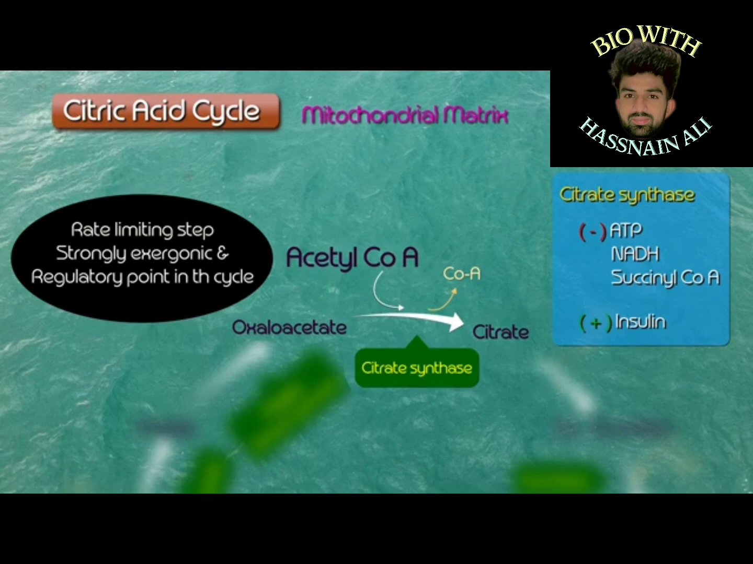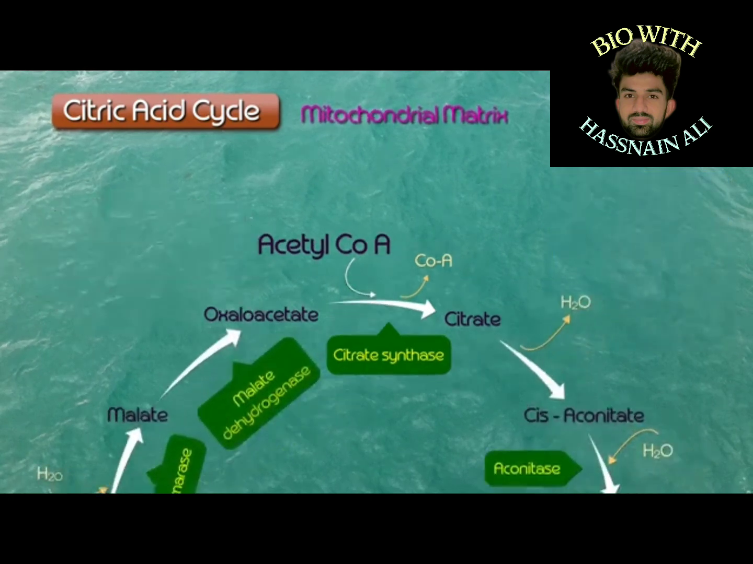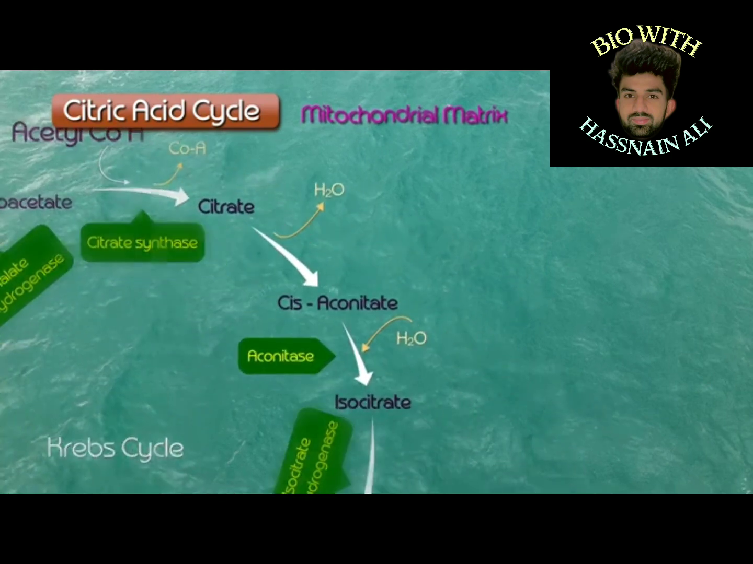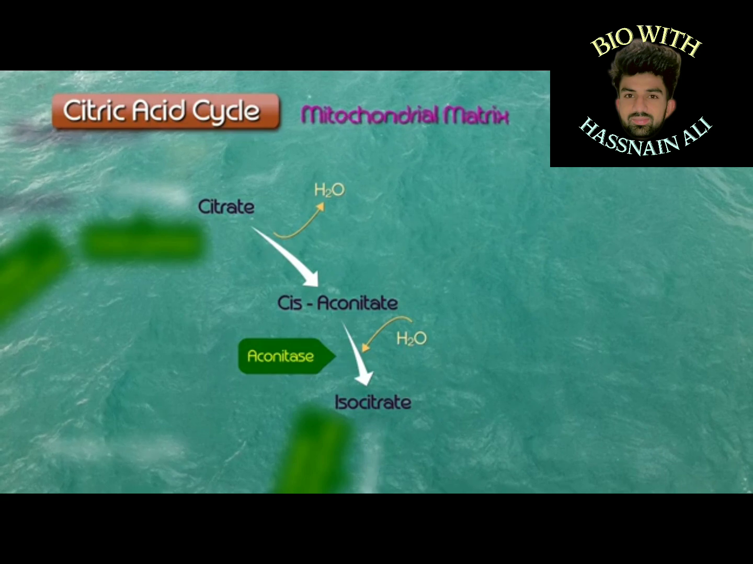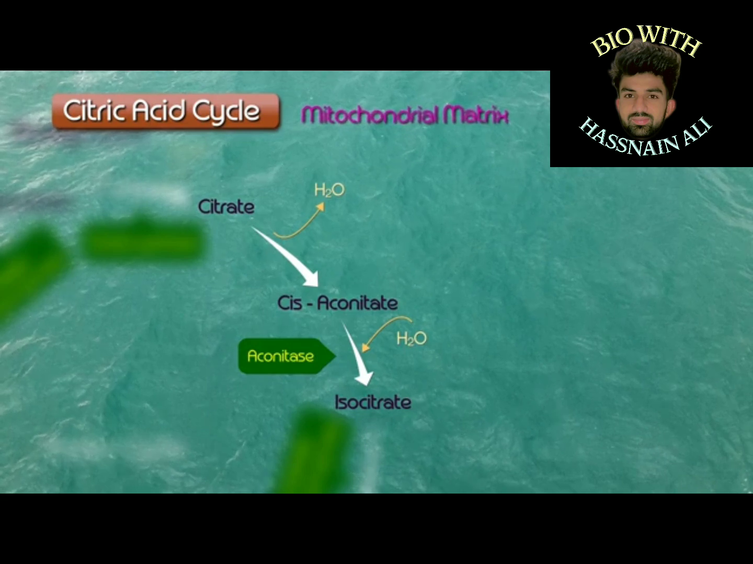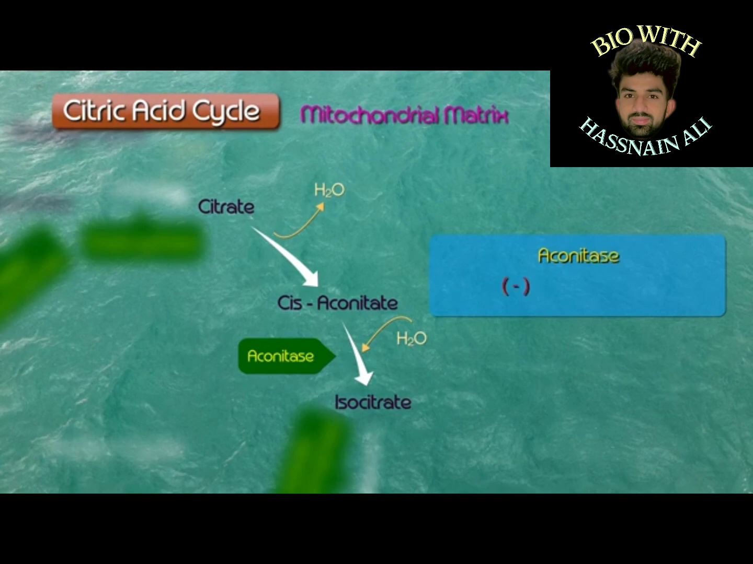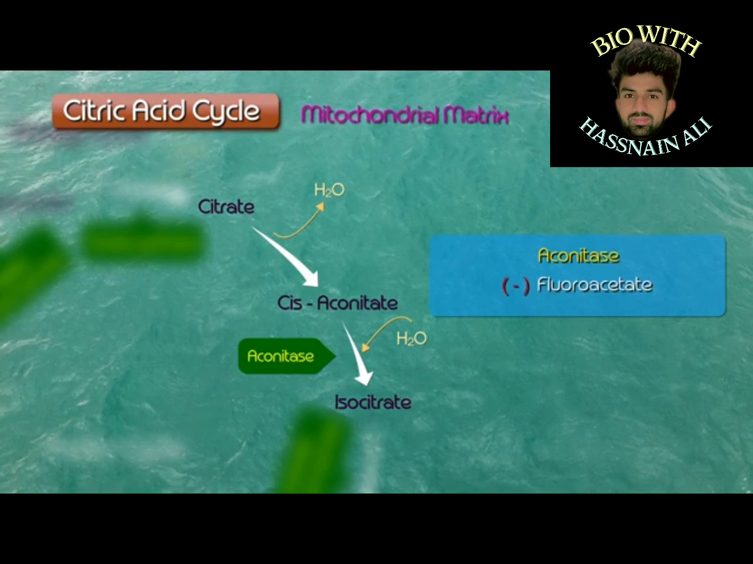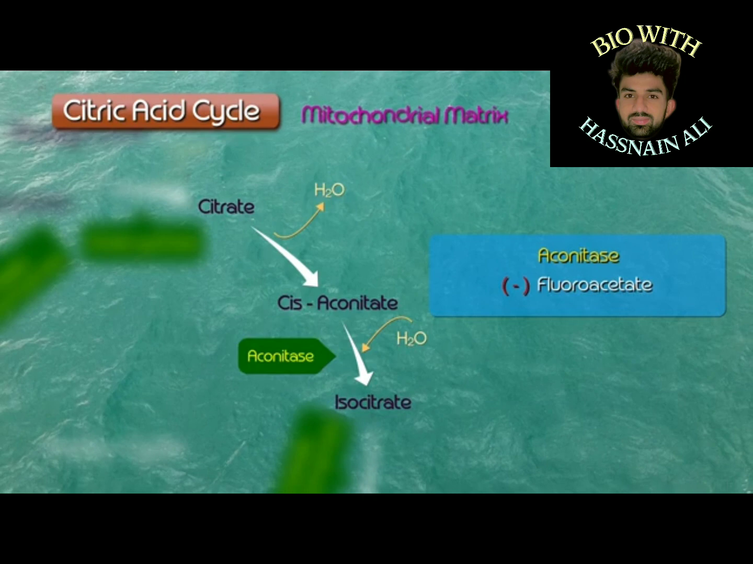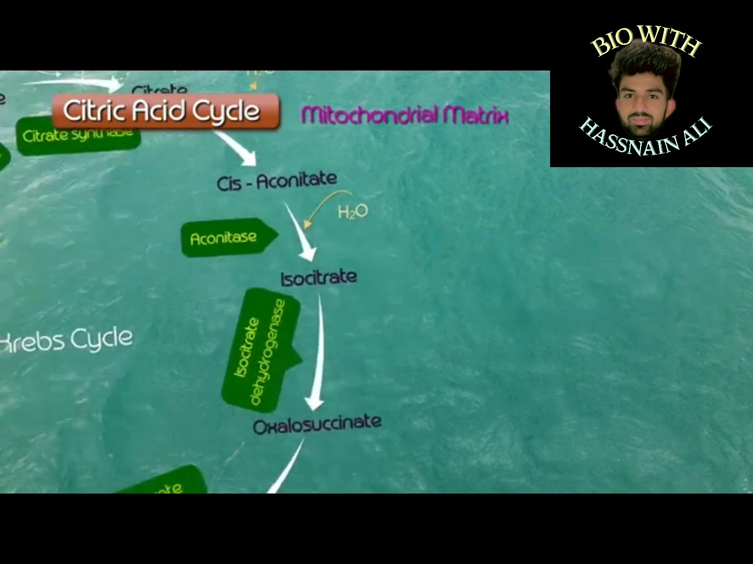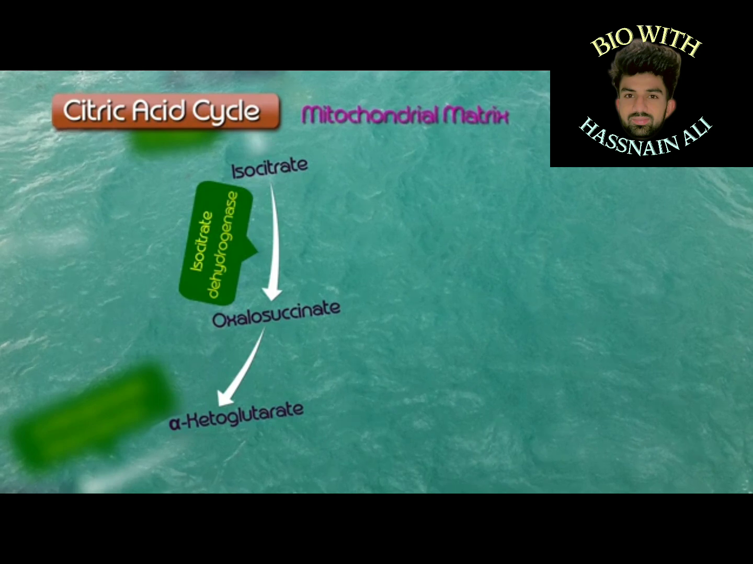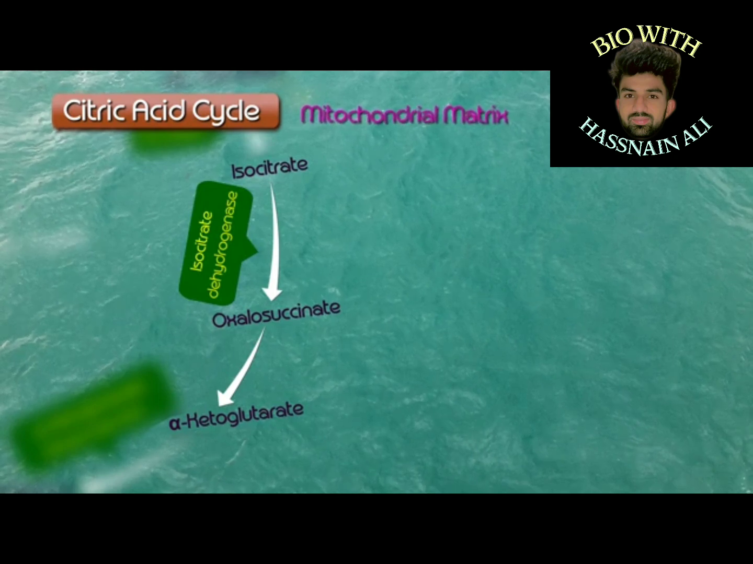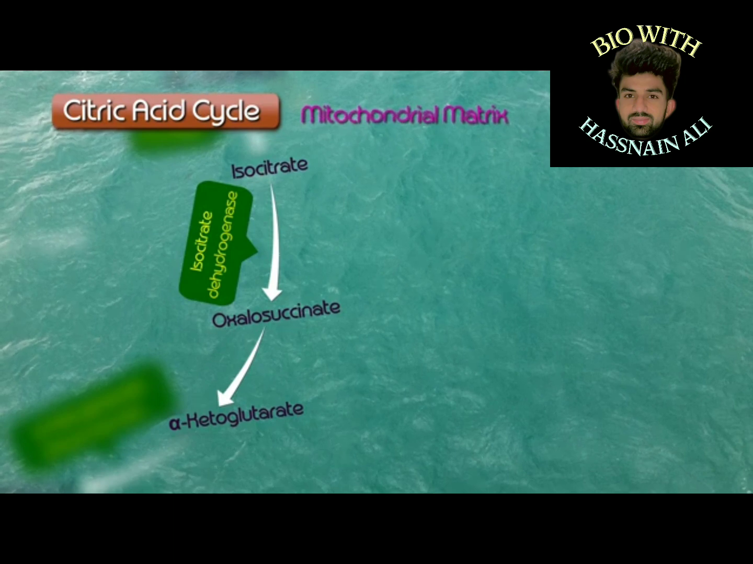So it is a strongly exergonic step and a regulatory point in the cycle, and after citrate synthase the next step is aconitase. Aconitase is the enzyme which catalyzes the isomerization of citrate into isocitrate, and fluoroacetate, a metabolic poison, inhibits the enzyme aconitase. And next is isocitrate dehydrogenase. This enzyme catalyzes the oxidative decarboxylation of isocitrate into alpha ketoglutarate.